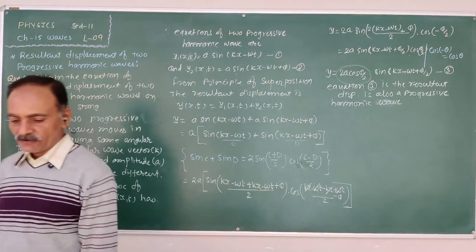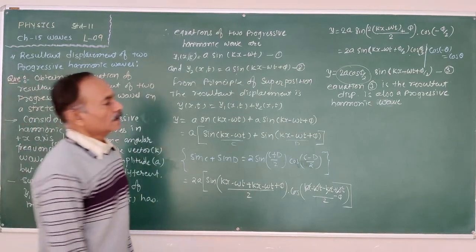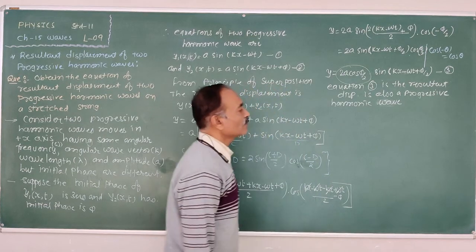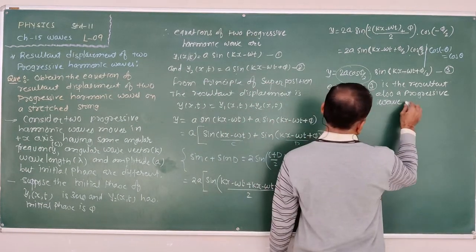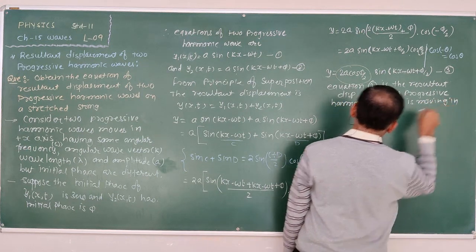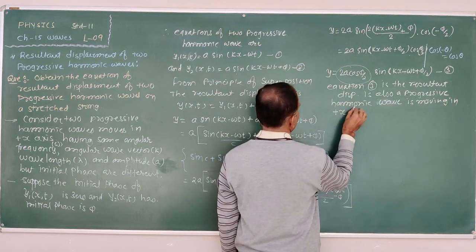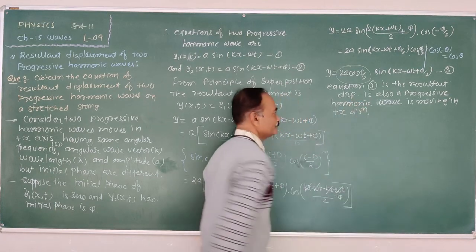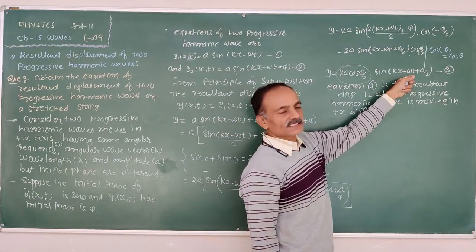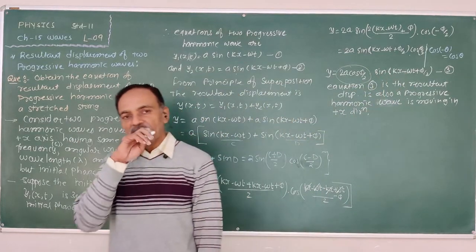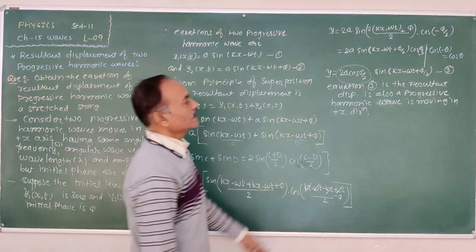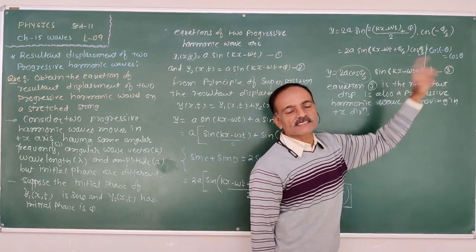It is also a progressive harmonic wave. This wave is also moving in the positive x direction. Now the frequency, angular frequency, wave vector and wavelength are the same as the original wave, but the phase is changed. The phase becomes half.